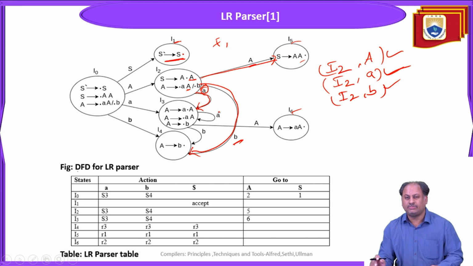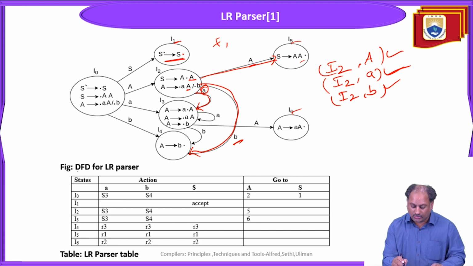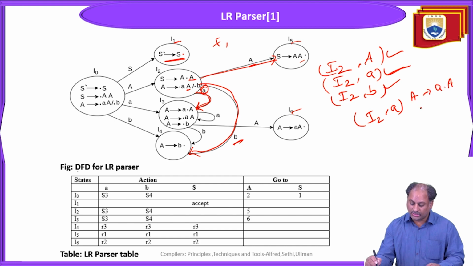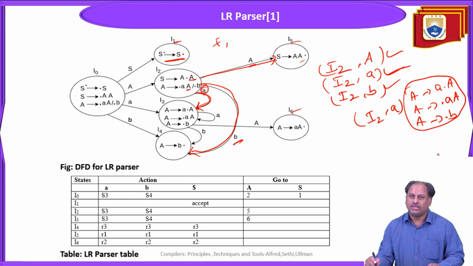Suppose the productions are the same as those already available in the given ones, we can use an arrow mark which points to the same state, instead of writing the rules for that state once more. There is no need to repeat the same, because carrying the result of I2 with small a gives the same result: A derives small a dot A, A derives small a A dot, and A derives dot b. So these rules would just be repeated once again.